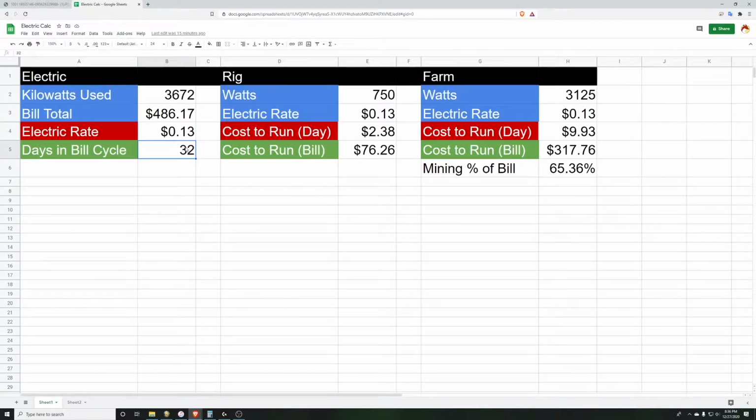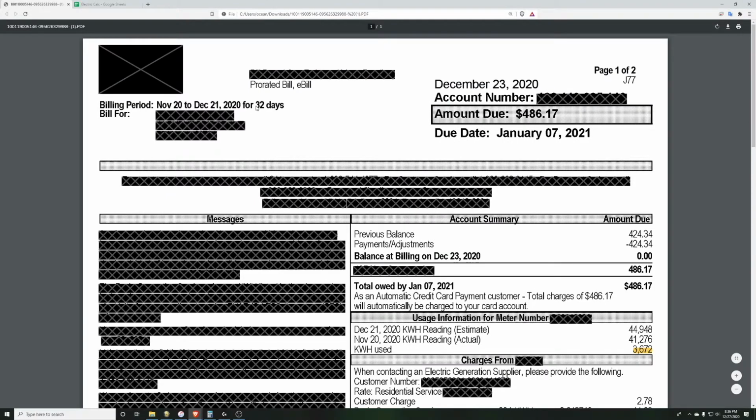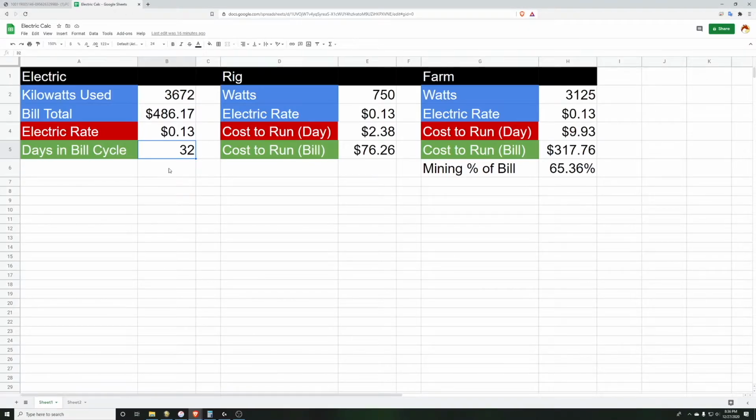The other piece of information that is helpful is your amount of days in your billing cycle. So my bill provides this right here, 32 days. And I want to plug that in there. And you'll see how we utilize that in a moment. And then I look at this in two ways. Look at this in terms of a rig and what that impact on electricity is going to be, and then as my total farm and what that will be.